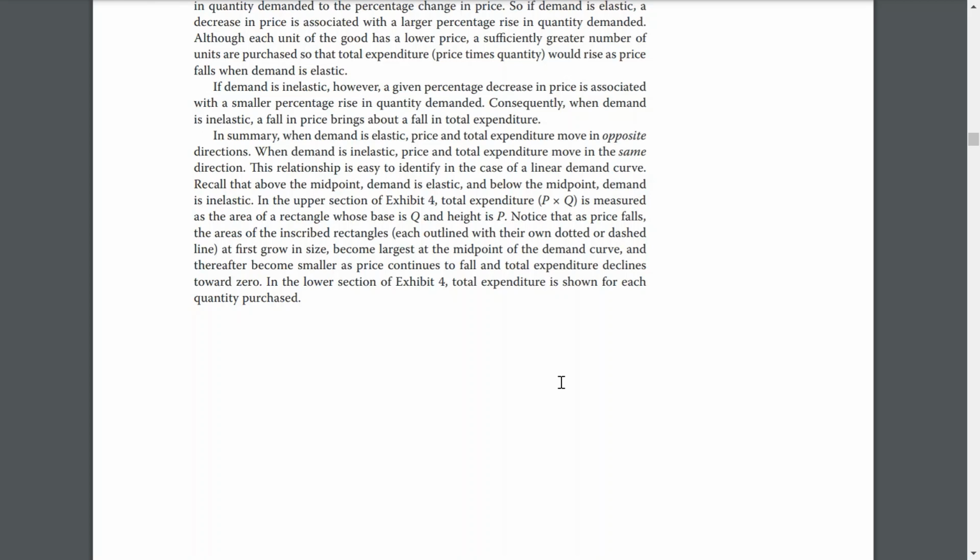Notice that as price falls, the area of the inscribed rectangles, each outlined with their own dotted or dashed line, at first grows in size, becomes largest at the midpoint of the demand curve, and therefore becomes smaller as price continues to fall and total expenditure declines towards zero. In the lower section of Exhibit 4, total expenditure is shown for each quantity purchased.